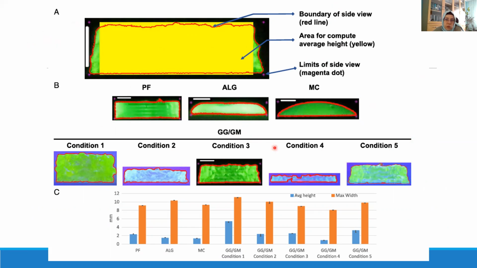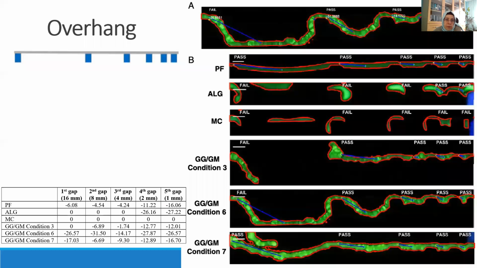And here B shows segmentation results of the side view of the 5-layer tube created by different types of bioinks and printing conditions instead. White lines show a scale bar of 2 millimeter again. And in C, the average height and maximum width of the side tubes in B are shown. Error bars show negative and positive errors compared to manual measurements.